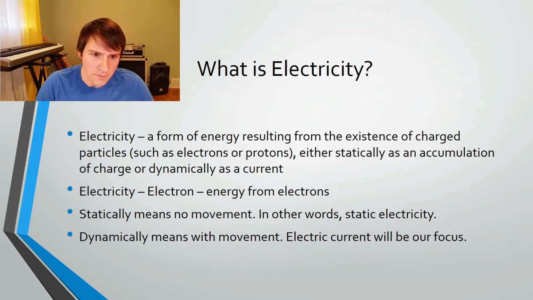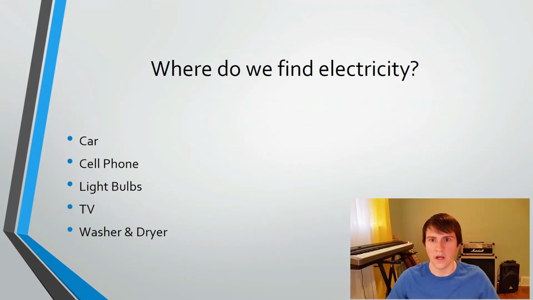So, one more time, electricity is essentially energy from electrons, and you usually think of it in the form of an electric current or moving electricity. So where do we find electricity? We find electricity all over the place, but just as some examples, it's used in your car, in your cell phone, in light bulbs, your TV, and your washer and dryer.